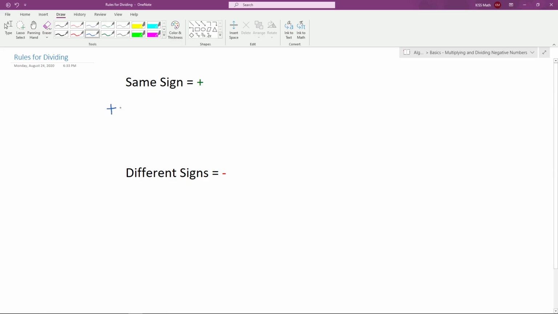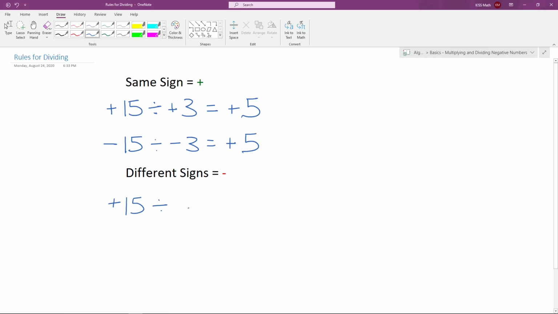So if you have a positive 15 divided by a positive 3, you'll get a positive 5. A negative 15 divided by a negative 3 also gives you a positive 5 since the signs are the same. And then a positive 15 divided by a negative 3 gives you a negative 5. And then a negative 15 divided by a positive 3 will also give you a negative 5.